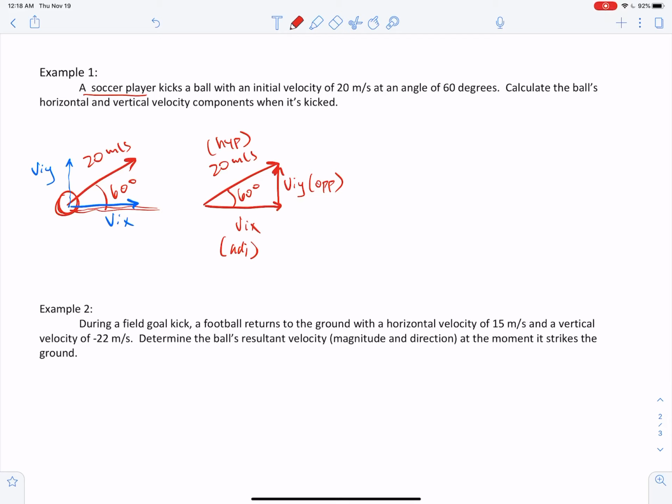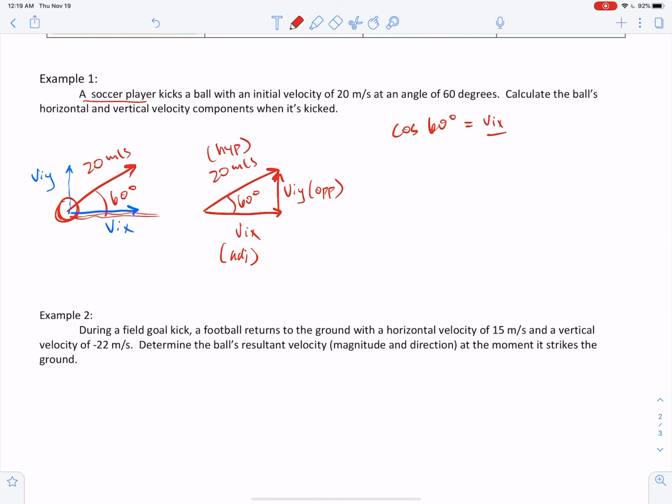So let's start first with the horizontal. I can tell just by looking at the picture that the cosine of 60 degrees is going to be equal to the adjacent over the hypotenuse, which is VIX divided by 20 meters per second. Okay, that means that VIX is going to be equal to 20 meters per second times cosine of 60. And so VIX is going to be 10 meters per second. By the way, make sure that your calculator is in degrees. If it's in radians, you're not going to get the right answer.